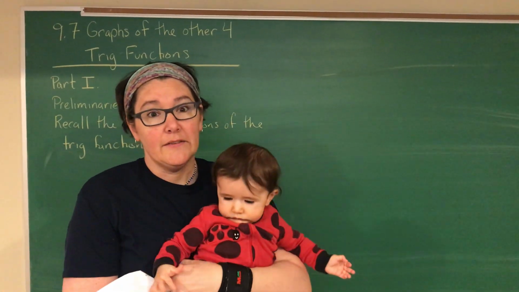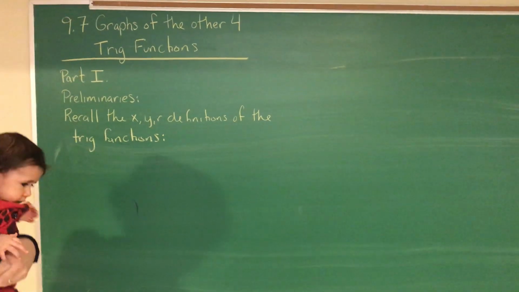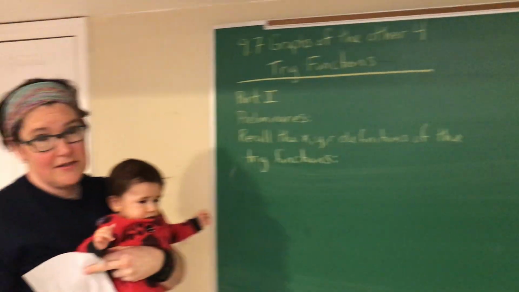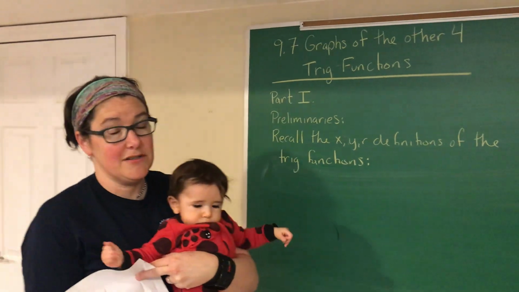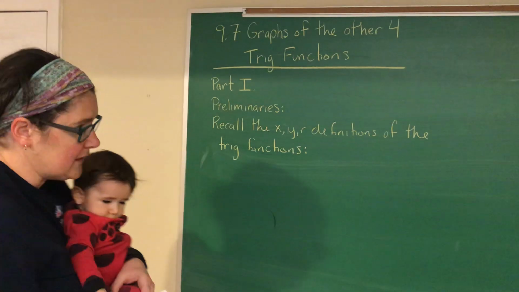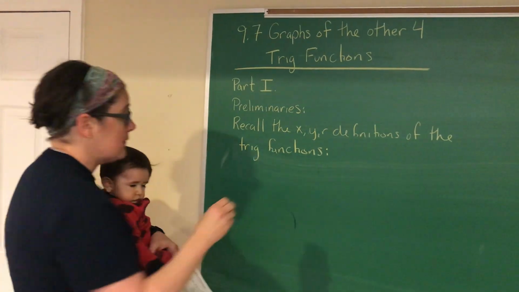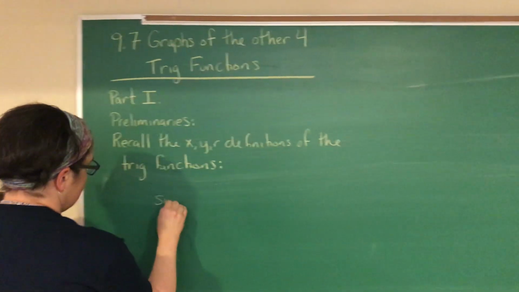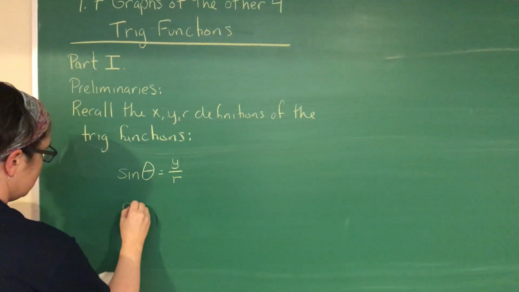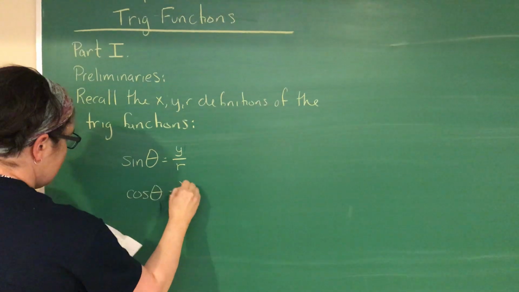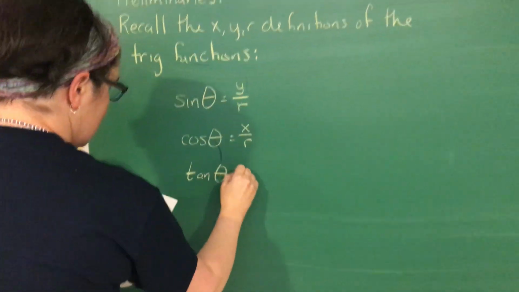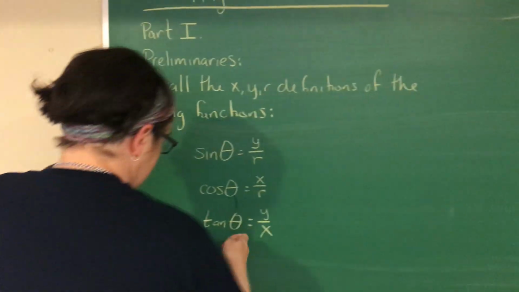Okay. All right, so what we want to think about is, first of all, remind ourselves about the 6 trig functions and their definitions in terms of x's, y's, and r's. You might not have thought about these in about a week over spring break, so I'll remind you about them and make sure that you remember them as well. So we have sine of theta is y over r, cosine of theta is x over r, and tangent of theta is y over x.